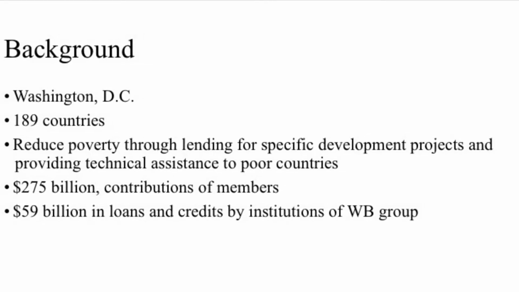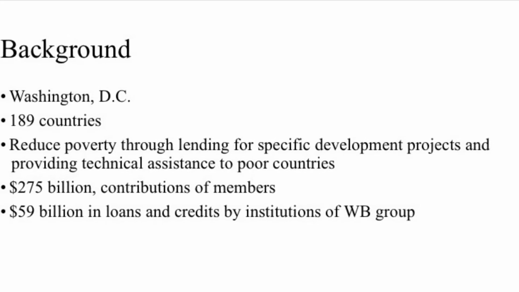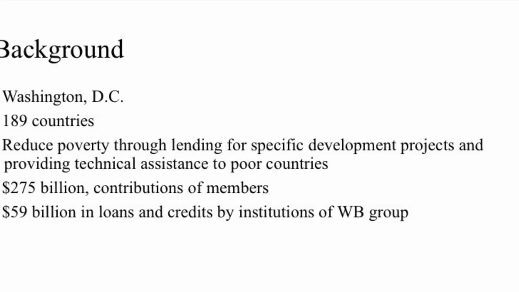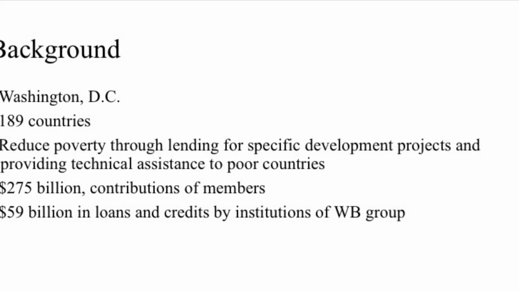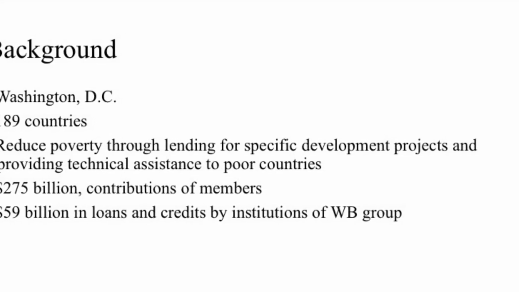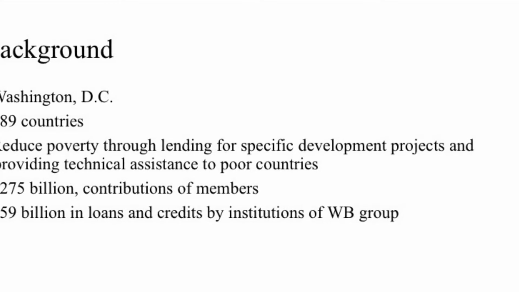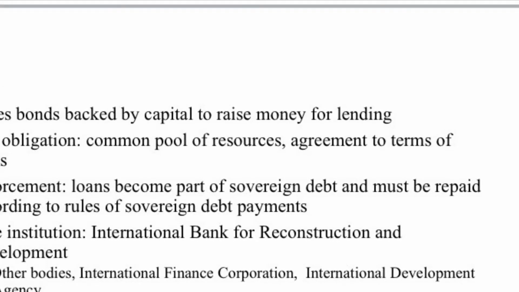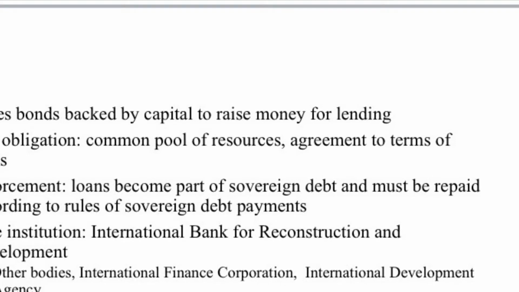The key structures of the World Bank include assets of $275 billion based on contributions of members, $59 billion in loans and credits in the 2009 financial year by the institutions of the World Bank, and also bonds that are backed by its capital in order to raise money for lending.